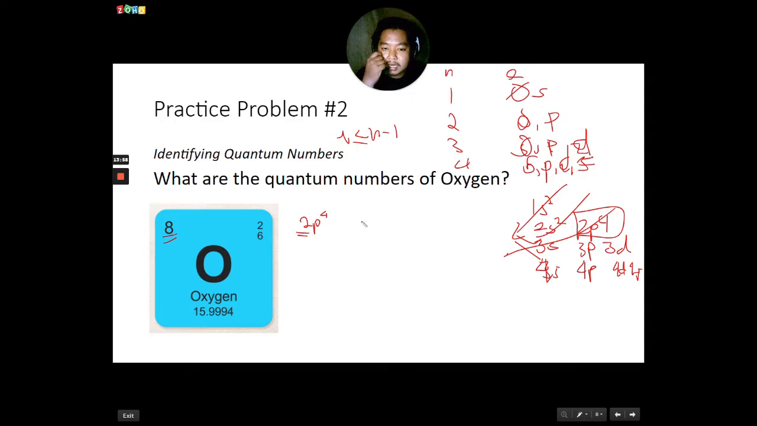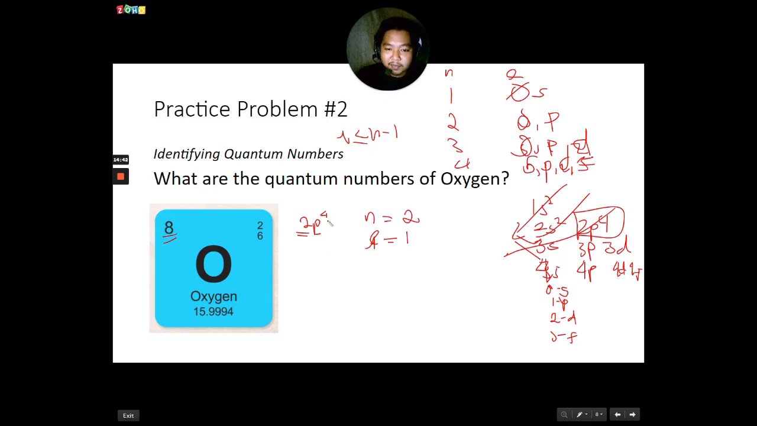So easily, that is your n, and n is 2. For L, let's repeat S, P, D by the law of repetition so we master the topic: 0 is S, 1 is P, 2 is D, and 3 is F. So P is 1, and my cursive L is 1.